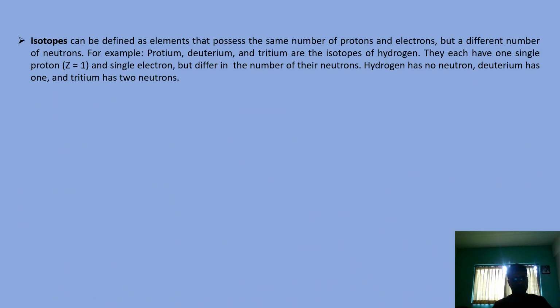Now, in the atom, there are a few important terms that we need to know. First one is known as isotope. Those are very important terms. What does isotope say? It defines elements that possess the same number of protons and electrons, but a different number of neutrons. Those are known as isotopes.